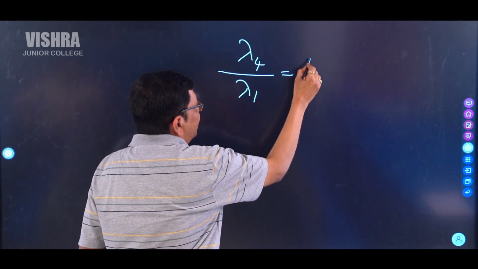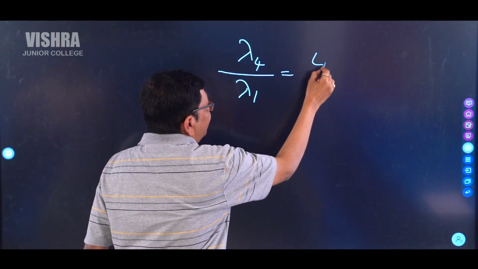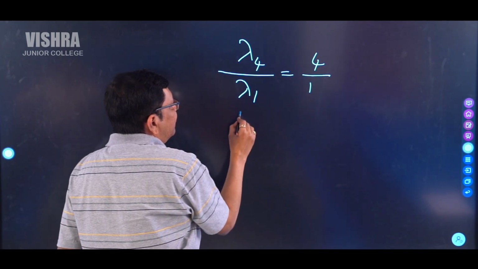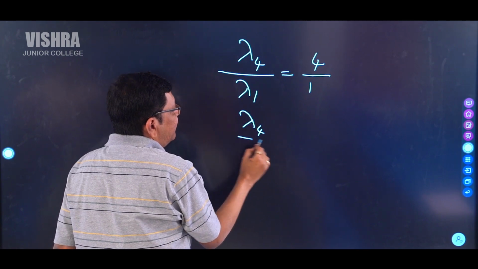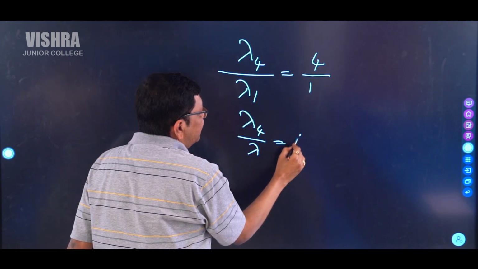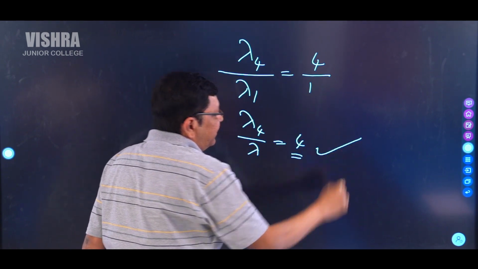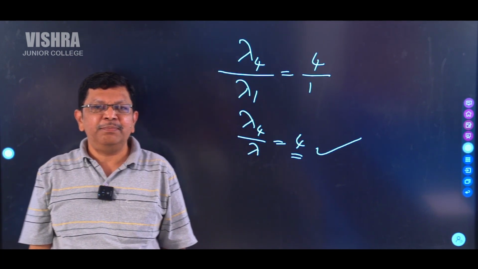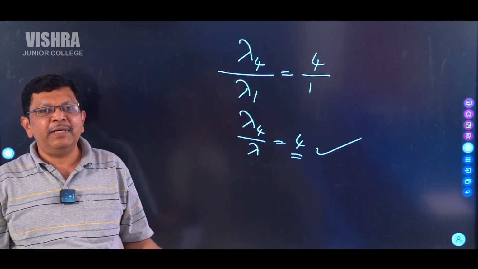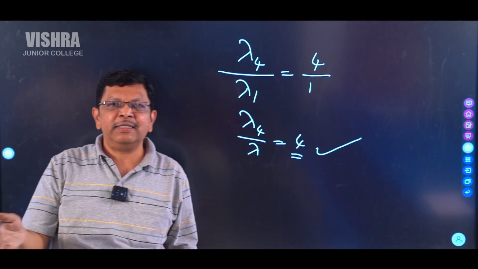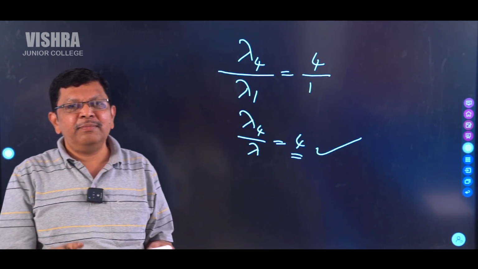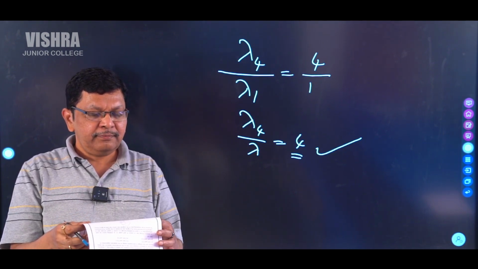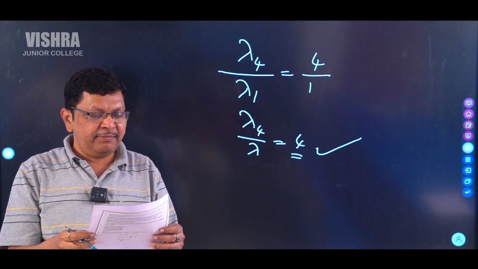Because it is proportional to n, this is equal to the principal quantum number of the 4th orbit to the 1st orbit. So the ratio of lambda in the excited state to lambda in the ground state is equal to 4. This will be the simple answer. Here the data of the radii of the orbits is given, because for us there is no need to memorize the relation between radius and n. The total information is given in the question only. So it's a very simple question. Let me go for the next one.